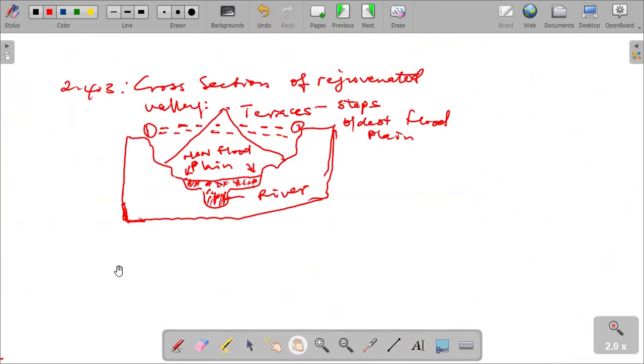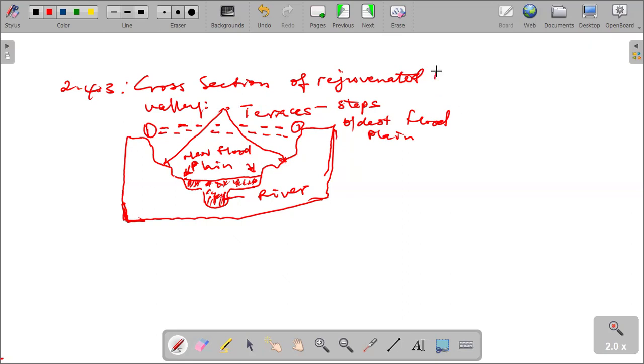The cross section of the rejuvenated river valley, we are saying the terraces are shown there. The terraces are shown, which we are saying these are the terraces that we have shown here. Those are the terraces. The new floodplain is shown there. The new floodplain, and then we are saying the stream channel, and then the oldest. It's not, of course, asked, but that is what the question wants us to see.